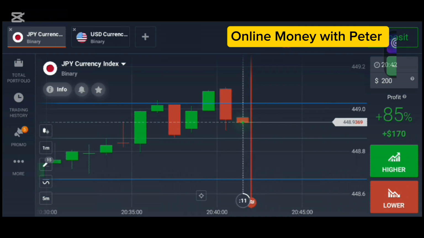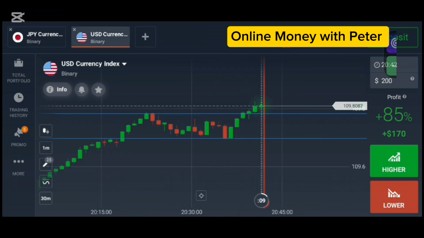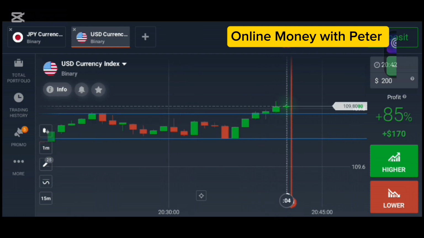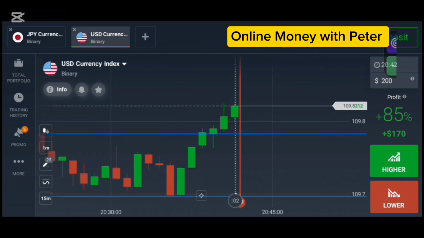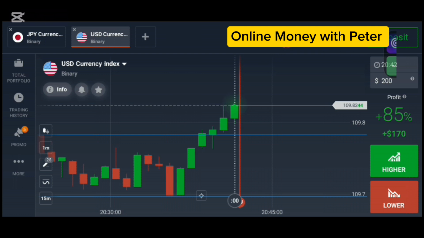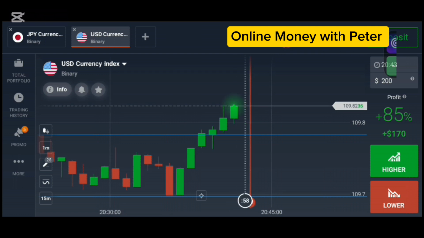Now, okay, this has closed above this resistance, so you can see that it's going up. All right, so I've missed this opportunity, so I'm going to wait for it to come back before I place the buy trade. So I'll check the previous one.